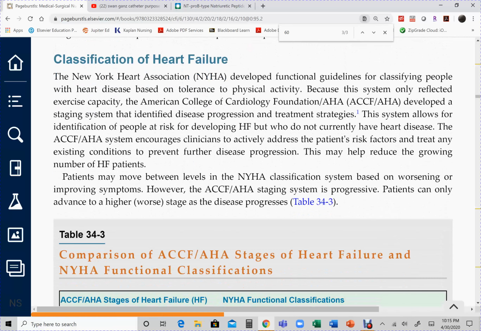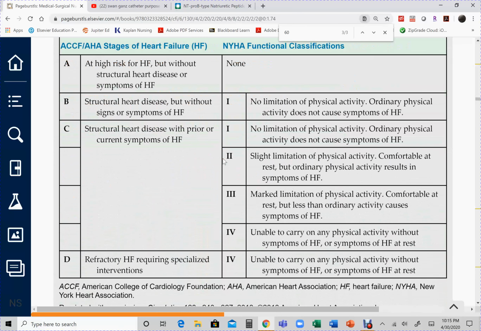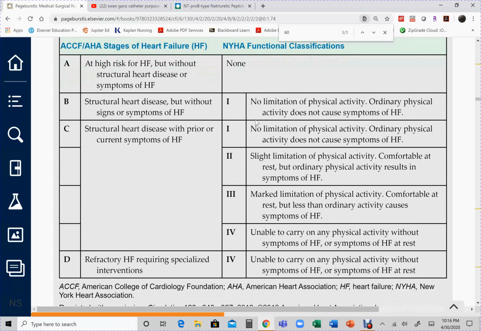I mentioned this in your blueprint yesterday. So here we have heart failure classification. It's not that big of a difference between the American Heart Association and the New York Heart Association. There are 4 classifications: 1, 2, 3, 4.